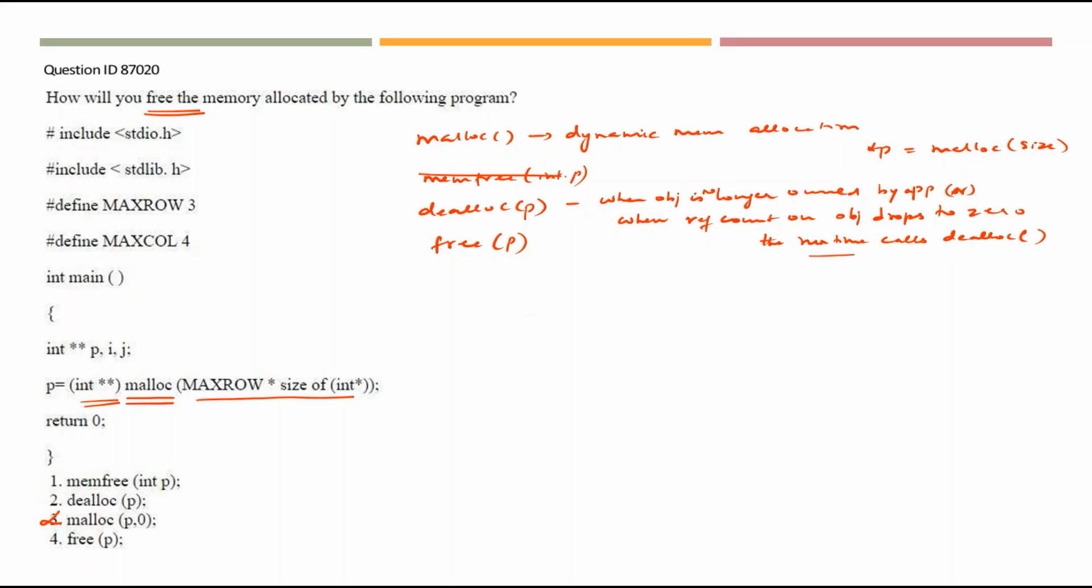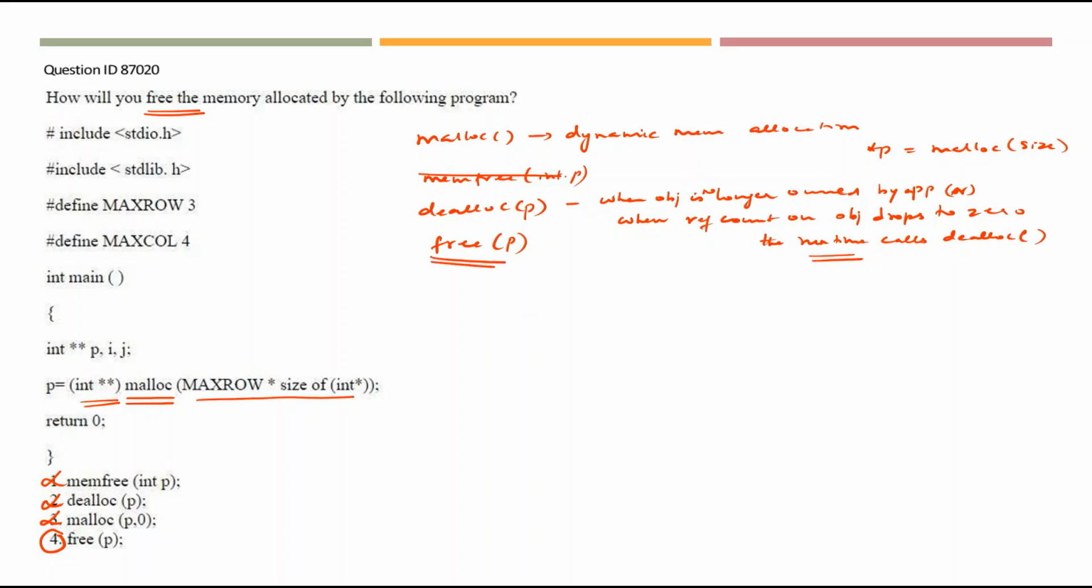This line makes sure that we shouldn't call dalloc. It will be automatically called when there are no reference counts to the object. It has no work here. The only option left for us will be option number 4. Free of pointer will be the right answer for freeing up the memory allocated.